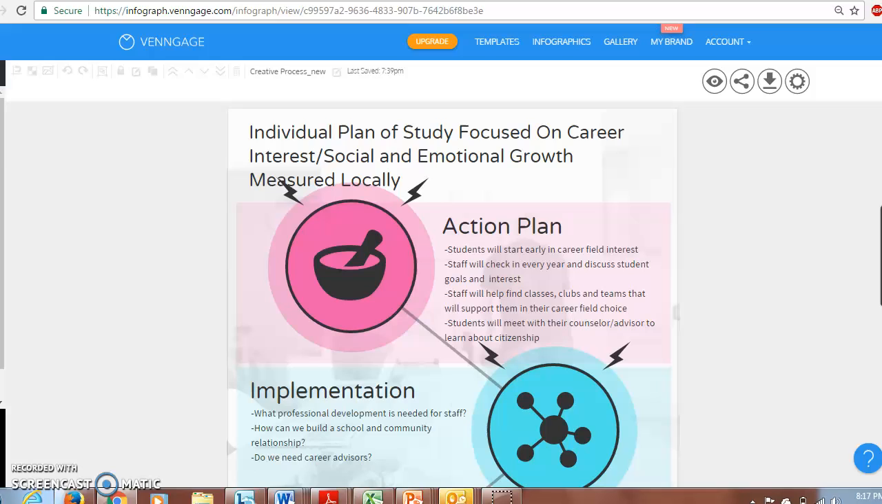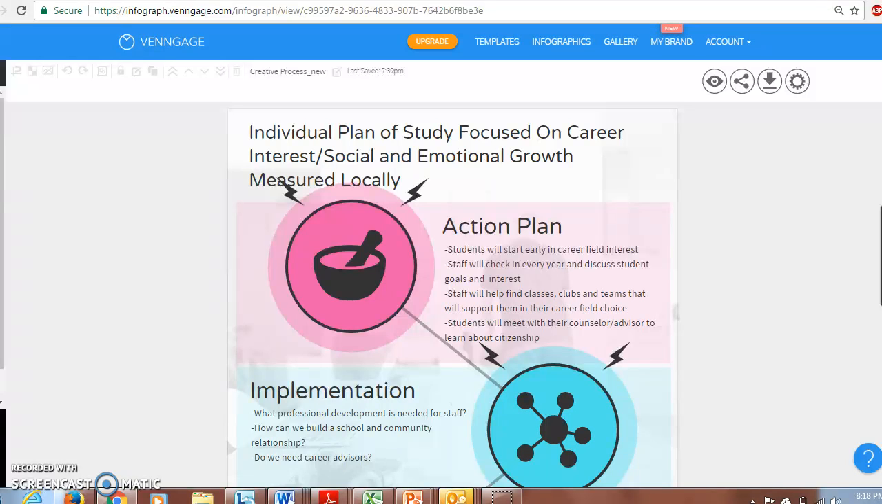All right, then the next step is our action plan. Students will start early in a career field interest. According to the video we watched, the earlier the better. So students are going to start looking at things of their interest, maybe not so much as a career, but things that excite them and that they're passionate about.